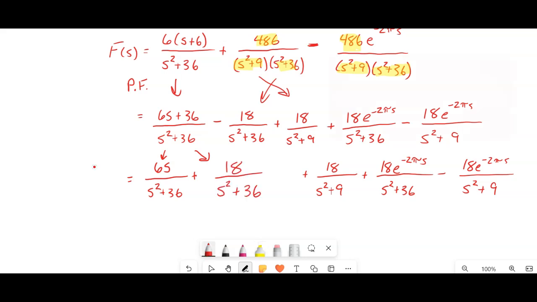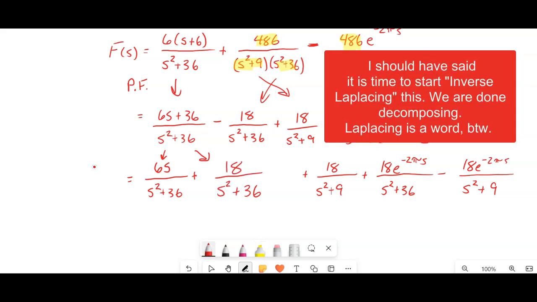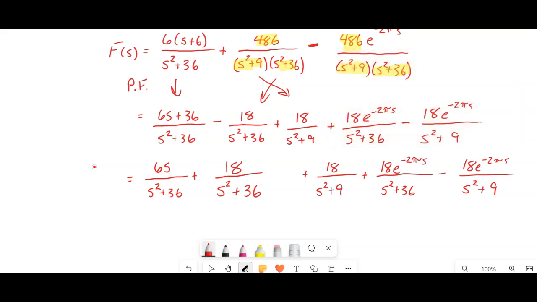All right, and now it's time to start decomposing this. We've got it split up. The partial fractions are complete. We don't have any more separation we can do. We can't break it apart into any simpler fraction pieces or any fractions that give us these.